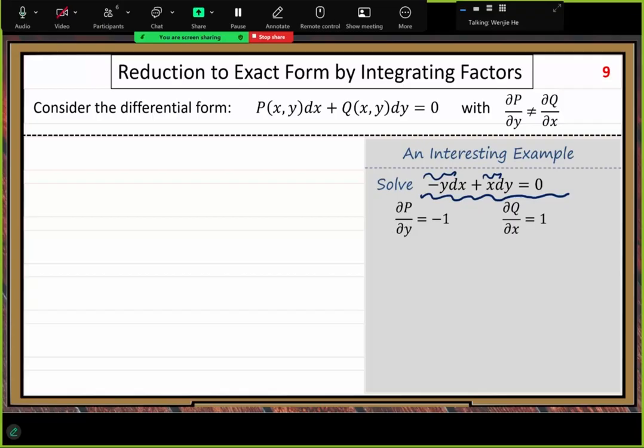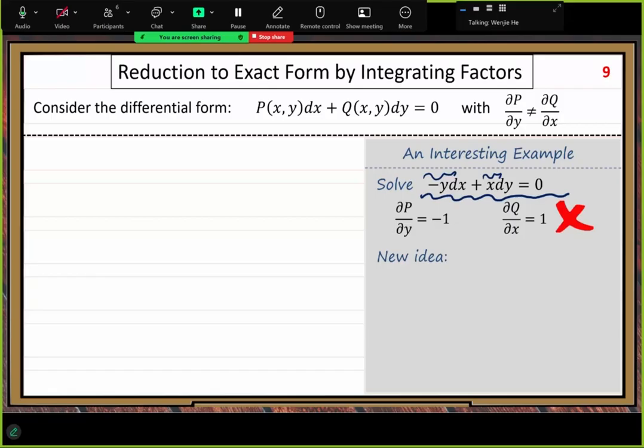Can you imagine, when you multiply some appropriate factor at the left-hand side, you make it exact. You make the differential form exact. There is a possibility, right? Now let's try that idea. We multiply an appropriate factor. So, the criteria is not satisfied, so we put a cross there.